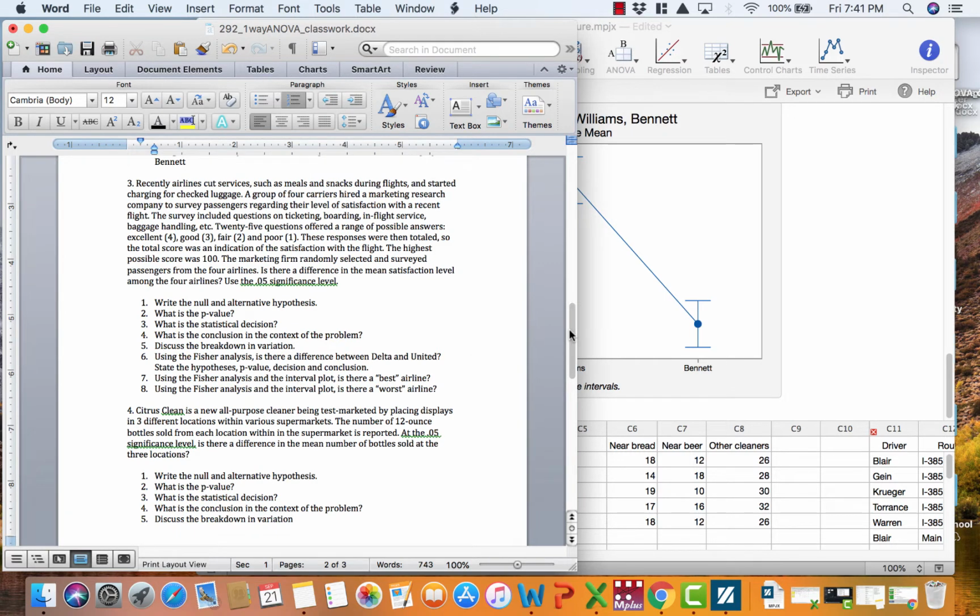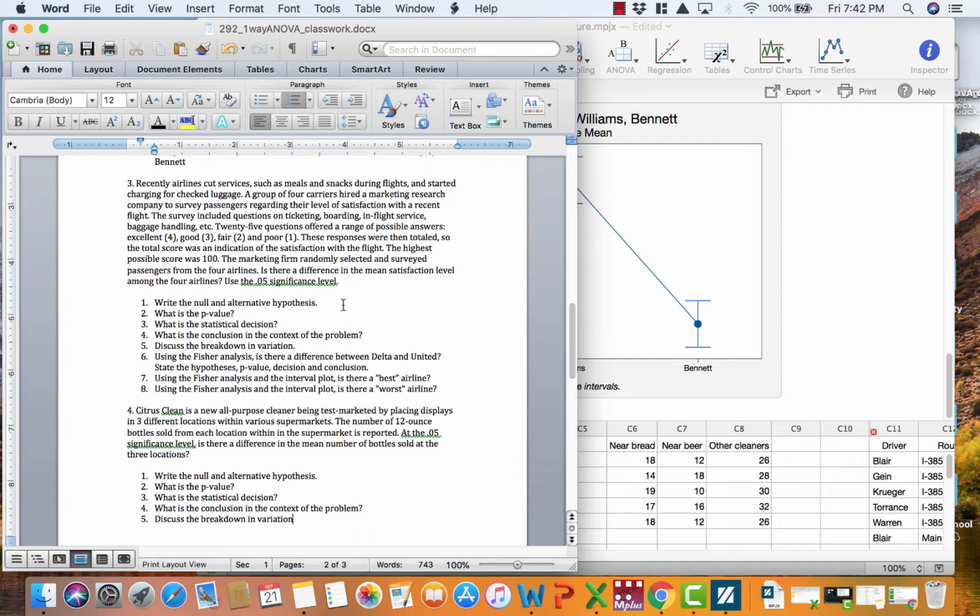Question 3. Recently, airlines cut services such as meals and snacks during flights and started charging for checked luggage. A group of 4 carriers hired a marketing research company to survey passengers regarding their level of satisfaction with a recent flight. The survey included questions on ticketing, boarding, flight service, baggage handling, etc. 25 questions offered a range of possible answers from 4 excellent to 1 poor. These responses were then totaled, so this total score was an indication of the satisfaction with the flight. The highest possible score was 100. The marketing firm randomly selected and surveyed passengers from the 4 airlines. Is there a difference in the mean satisfaction level among the 4 airlines?